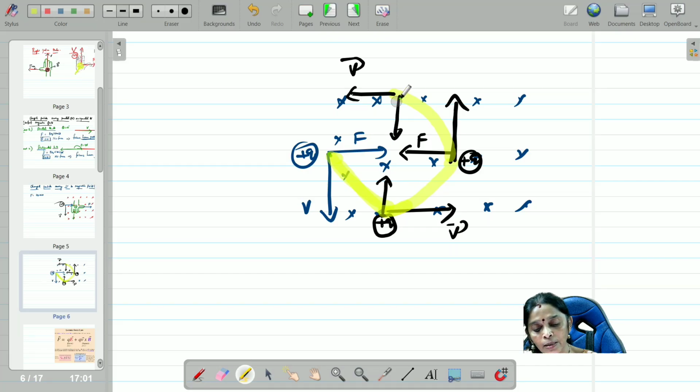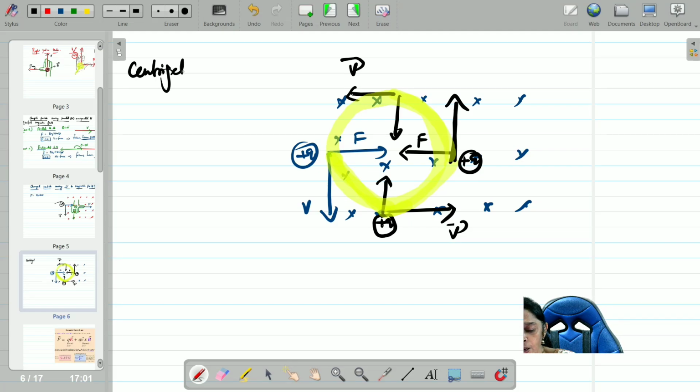So hence it follows a circular path, the positively charged particle. Whenever it is moving in a magnetic field, it follows a circular path. It brings into your mind what you learnt last year in 11th standard: centripetal force is balanced by the magnetic Lorentz force. Or centripetal force is provided by the magnetic Lorentz force.